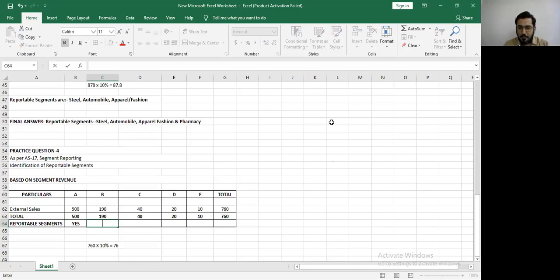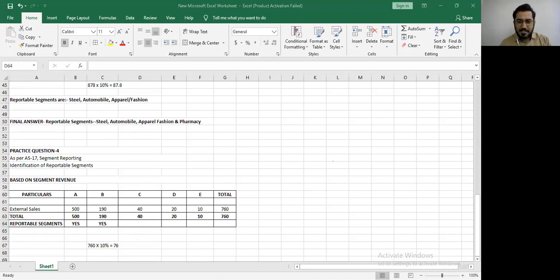What about segment B? Are separate disclosures required for segment B? Yes, of course, separate disclosures are required for segment B. Again, it satisfies the 10% criteria. So you will have separate disclosures for B.